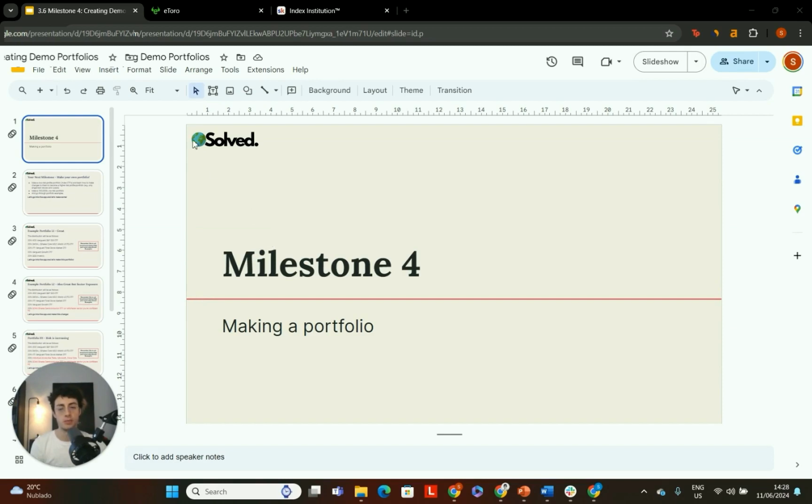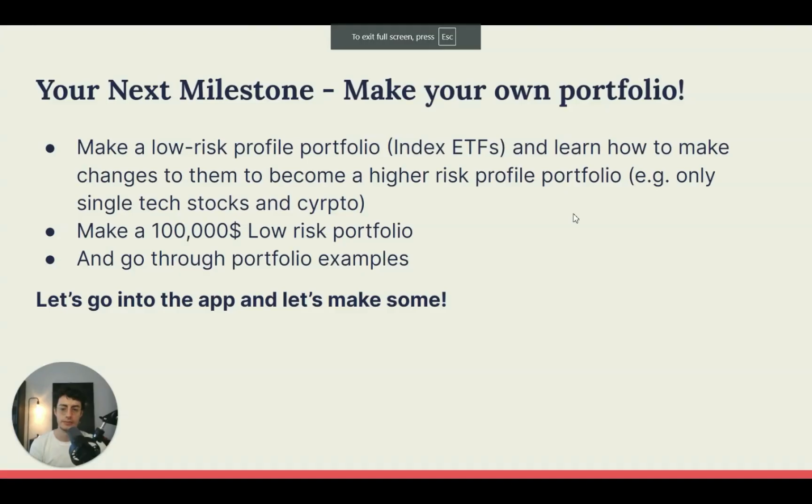We'll be making a portfolio. So this is a bit of a longer one. So let's just go in, making a portfolio. Here we'll make a low risk portfolio of mainly index ETFs, etc., and learn how to make changes to them to become a higher risk profile portfolio. For example, then finally ending up with maybe, let's say, single tech stocks and crypto.